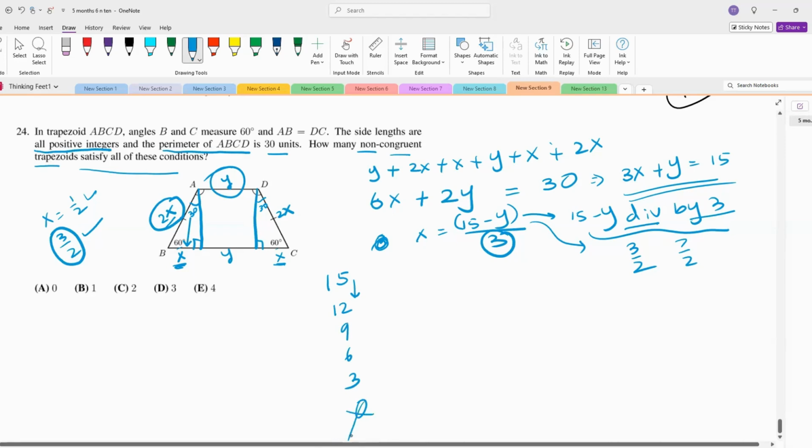So using integer values of y, I can get to 12, I can get to 9, I can get to 6, and I can get to 3, right? All of these numbers are possible. It can't be 15, because for that y will have to be 0, so that won't make sense, right? So all I'm looking for is these 4 options that'll work. So that gives us 4 choices. So the answer for 24 is E.